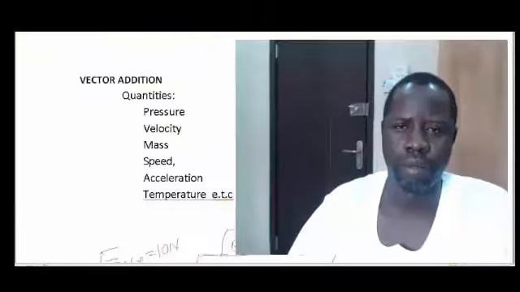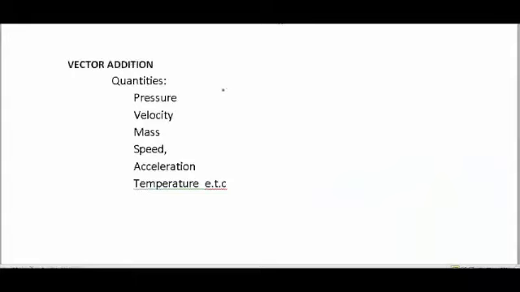Good day, viewers. In this section, we are going to distinguish between vector and scalar quantities. Here are some typical physical quantities that normally we measure. These are pressure, velocity, mass, speed, acceleration, and so on. Among these physical quantities, there are those that obey normal arithmetic rules.